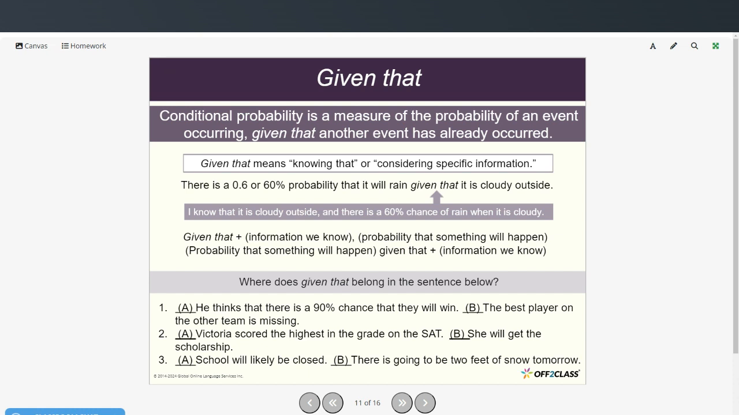So we use given that plus the information that we know and the probability that something will happen. Probability that something will happen given the information we know. So where does given that belong in the sentence below? Again, try these on your own and then restart when you're ready to check your answers.